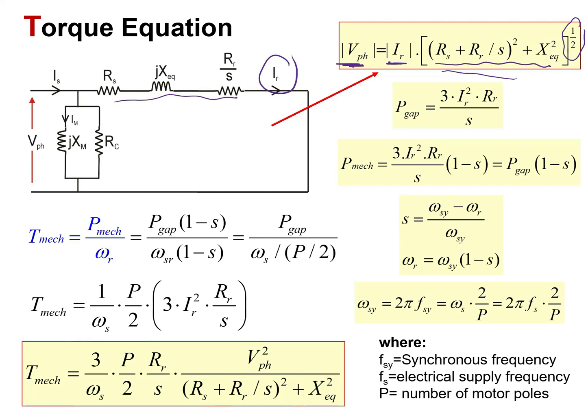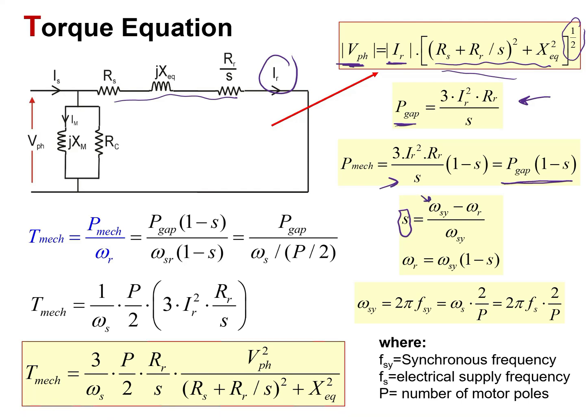Also, remember that the power that has crossed the gap is given by this formula, and that the mechanical power is given by this formula, and it is related to the power that has crossed the gap based on this formula. Now remember the slip? It is the relationship or the percentage of the rotor speed compared to the synchronous speed. We can also calculate it by these speeds in radians per second.